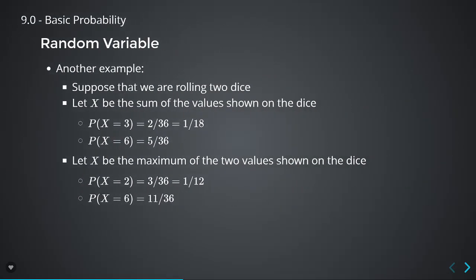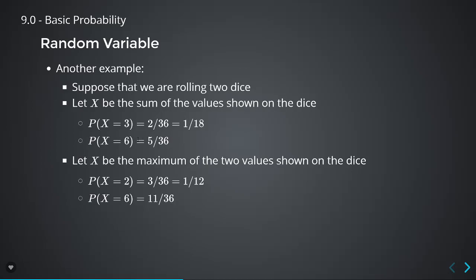You can define X to be something else. For example, let's say that we are rolling 2 dice, then we can say that X is the sum of the values shown on the dice. Now, what is the probability that X is equal to 3? Well, if you have 3, then either you have 1 and 2 or 2 and 1, so that's only 2 out of 36, that's 1 over 18. I'll let you check yourself if this is correct. I hope it is correct.